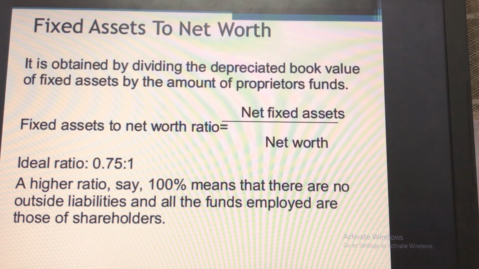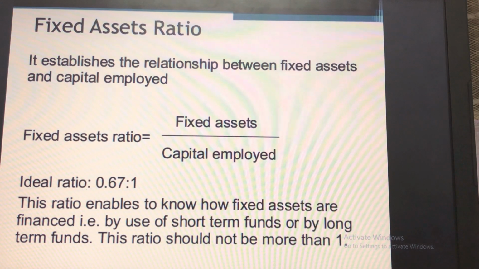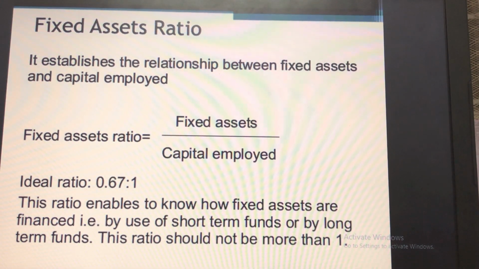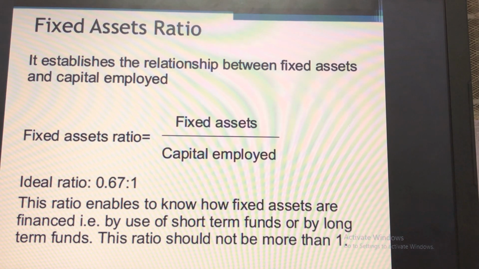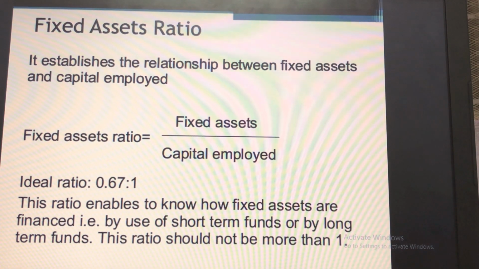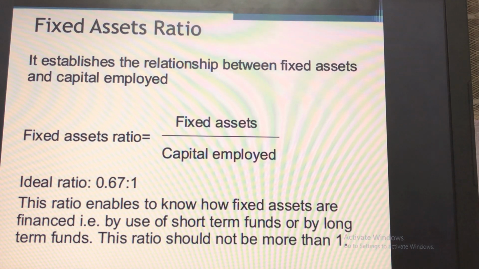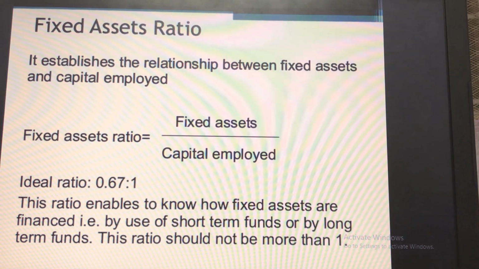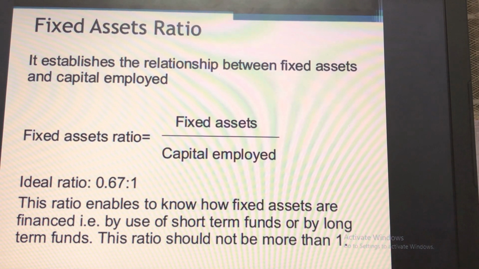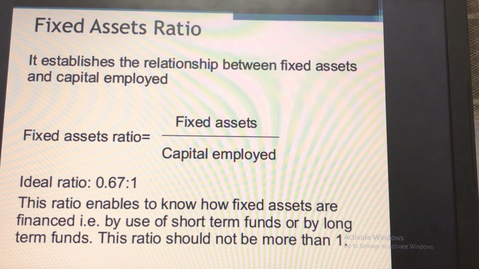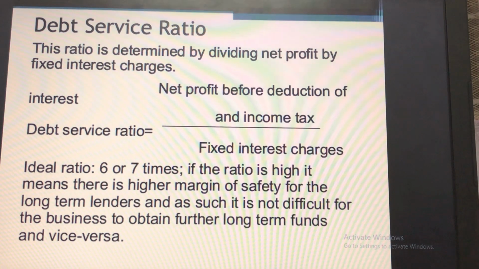of shareholders. Now, fixed assets ratio. It establishes the relationship between fixed assets and capital employed. In fixed assets ratio, the formula is fixed assets ratio is equal to fixed assets divided by capital employed. This ratio enables to know how fixed assets are financed, that is, by use of short-term funds or by long-term funds. This ratio should not be more than 1. Again, the formula is fixed assets ratio is equal to fixed assets divided by capital employed.